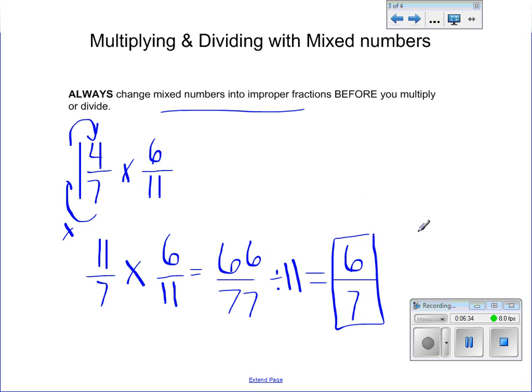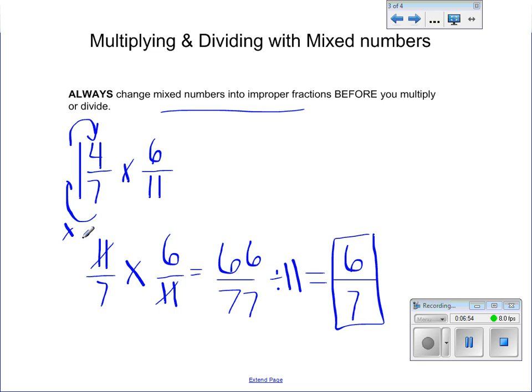If you are not simplifying your problems, you're not going to get a correct answer. And you're going to say, Miss Sargent, there's not a right answer here. But there is. You just have to finish the problem. You can also cross cancel and simplify. So 11 and 11 both are divisible by the same number. In this case, they're both divisible by 11.